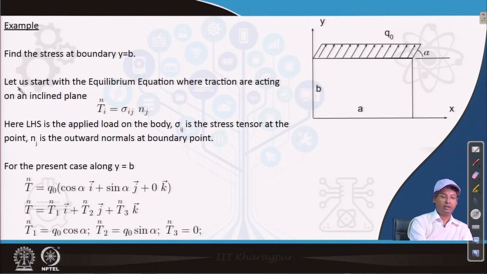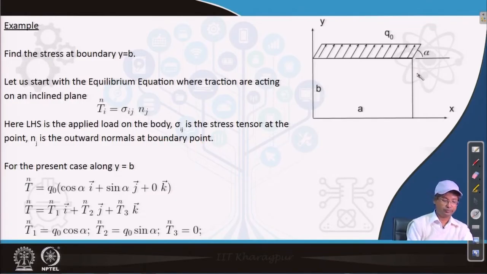So, let us start with the equilibrium equation. Find the stress at the boundary y equals b. Let us start with the equilibrium equation, where tractions are acting on an inclined plane. T we need to find out, T is given by this Q0. This is also given from the element orientation. Here, the left hand side is the applied load on the body, sigma ij is the stress tensor at the point, nj is the outward normal at boundary points.